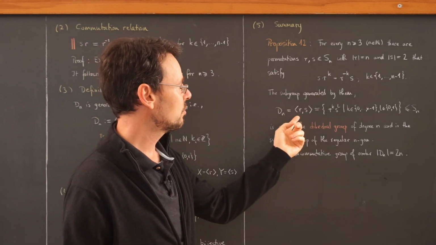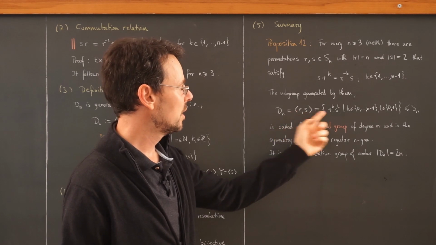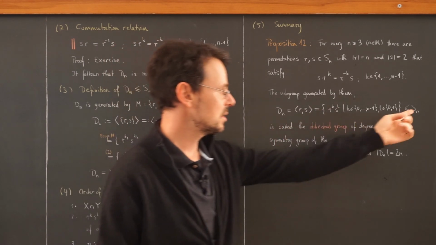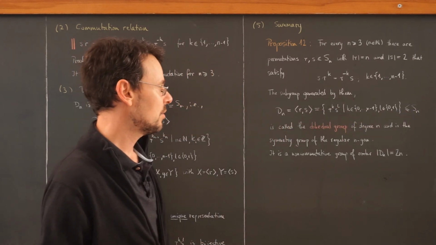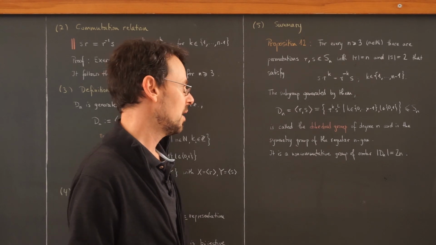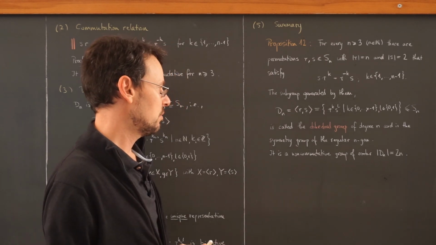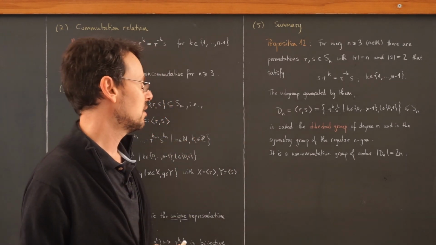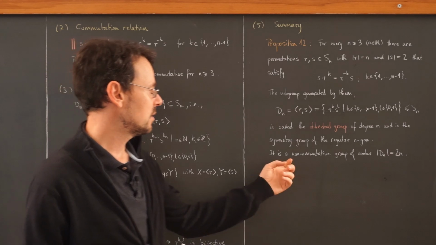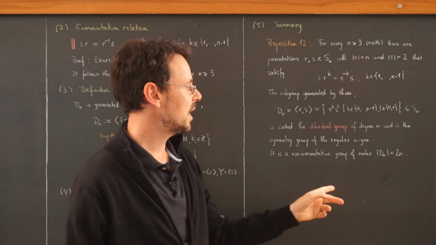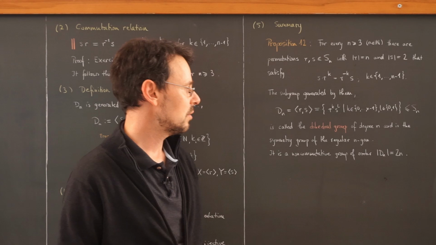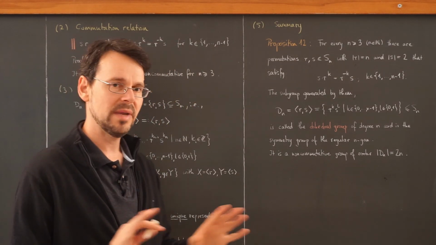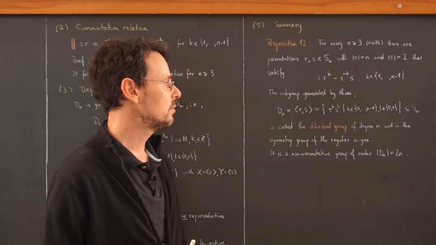Then we saw that the subgroup generated by them, this here, can be written like that. All the elements look like that. This clearly is a subgroup of Sn and is called the dihedral group of degree n and corresponds to the symmetry group of the regular n-gon, because this is how we constructed R and S. And it is a non-commutative group for those n, and we just showed that its order is 2n. And this concludes our matrix-free discussion of the dihedral group.